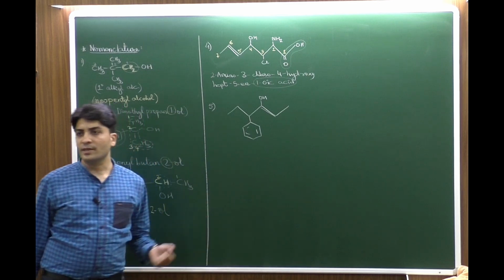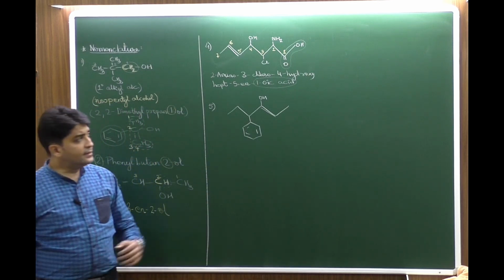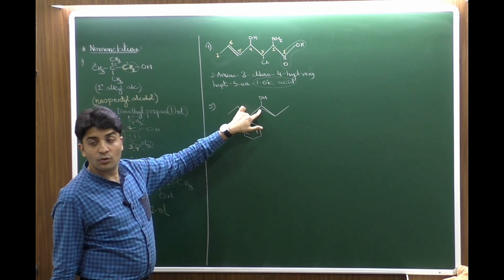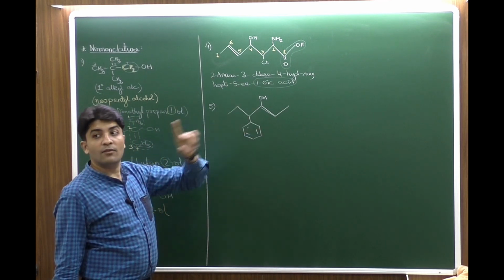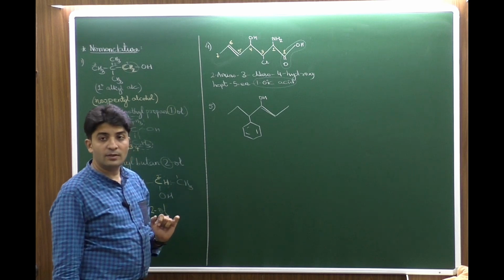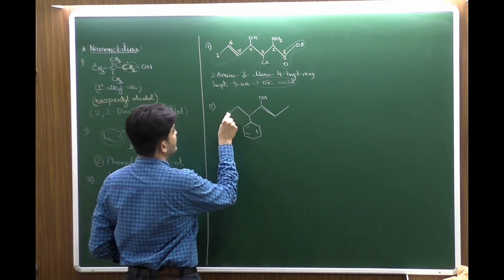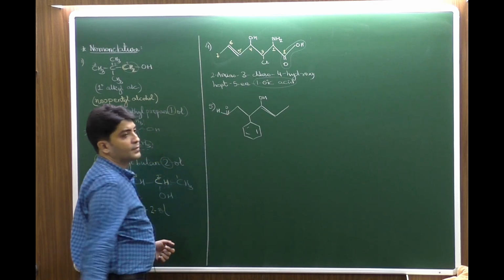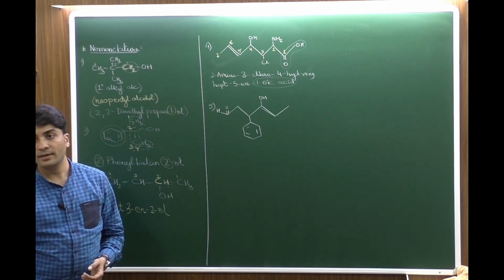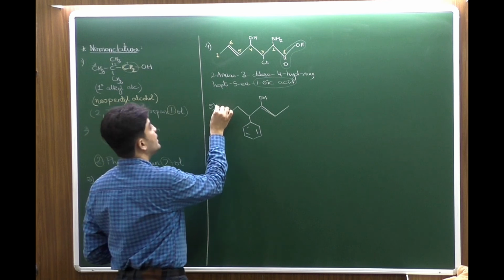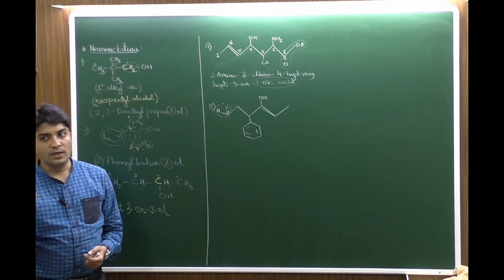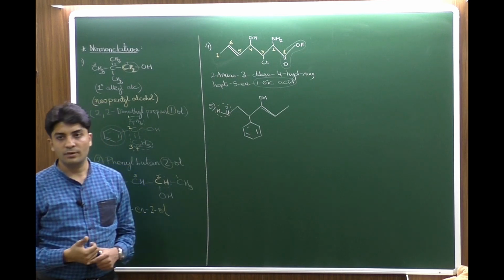Now, first question, type of alcohol. Here the OH is directly on the double bonded carbon. So, it becomes a vinylic alcohol. Let's say here we are also given double bond O and H. Now, double bond O and H means this is an aldehyde functional group. So, now there are 3 functional groups: aldehyde, double bond and alcohol.